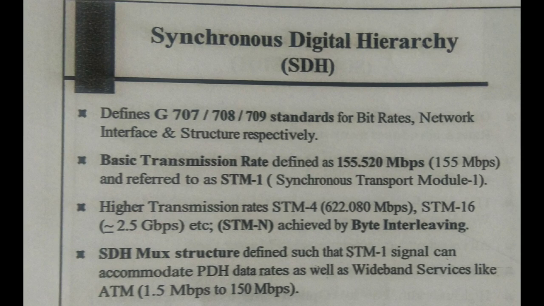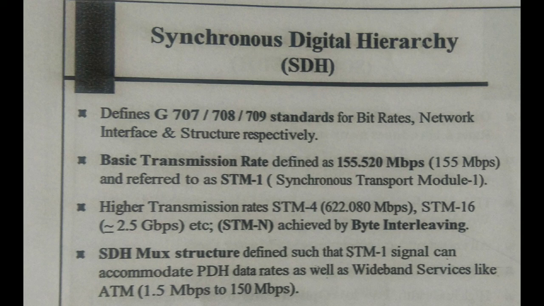So we talk about some synchronous digital hierarchy standards, that is defined by the G.707, 708, 709 standards for bit rate, network interface and structure respectively. The basic transmission rate is defined as 155.52 Mbps, around 155 Mbps, and referred to as STM-1, that is Synchronous Transport Module 1. And if we see, in one STM we have 63 E1s, each having a capacity of 2 Mbps. So it will come to around 130 or 140. The rest is for synchronization purposes and other monitoring purposes.